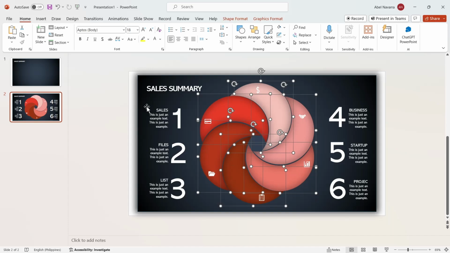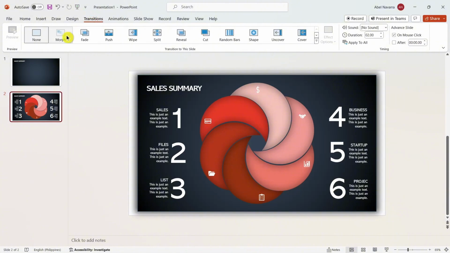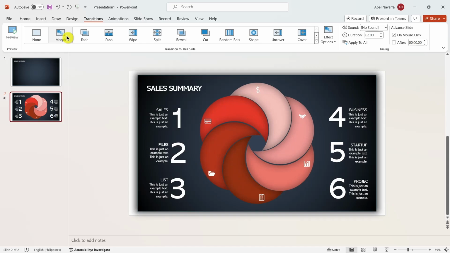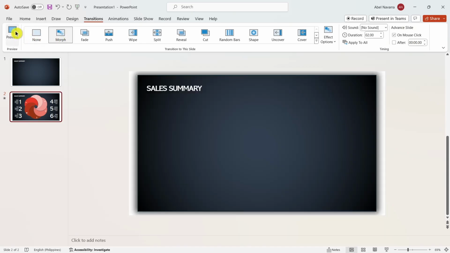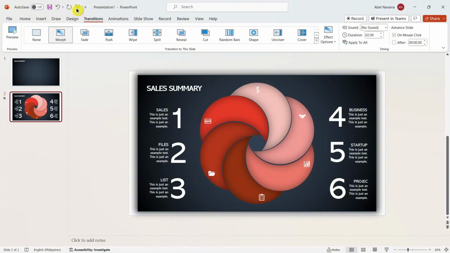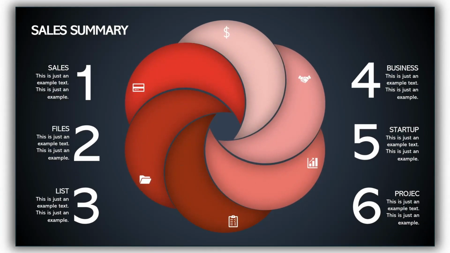Then once done, you can select the slide and then click on Transitions and select Morph. As you can see, if you click on the preview button at the top left, this will be the result. And then press next. So there you go. That's how you create these infographic slides in PowerPoint.